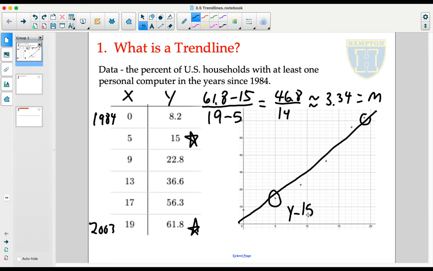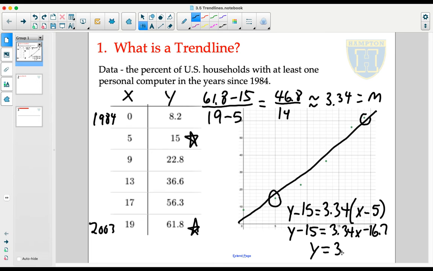Y minus 15 equals 3.34. Now we understand that's an approximation too because we rounded, but going out to the hundredths is usually enough for the sake of the accuracy that we desire. X minus the x coordinate, which is 5. We distribute on the right-hand side. Y minus 15, 3.34x minus 16.7, and then we add over, and we get 3.34x minus 1.7.